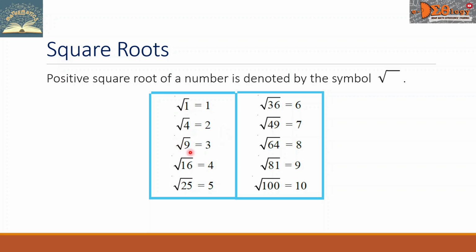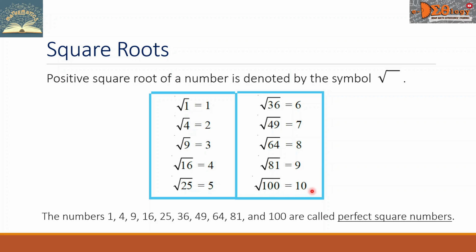equals 2, square root of 9 equals 3, square root of 16 equals 4, square root of 25 equals 5, square root of 36 equals 6, square root of 49 equals 7, square root of 64 equals 8, square root of 81 equals 9, square root of 100 equals 10. The numbers 1, 4, 9, 16, 25, 36, 49, 64, 81, and 100 are called perfect square numbers.